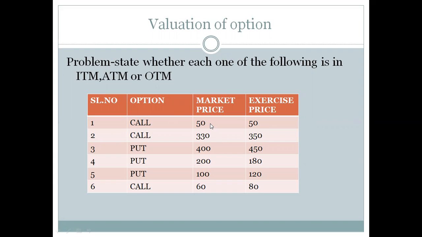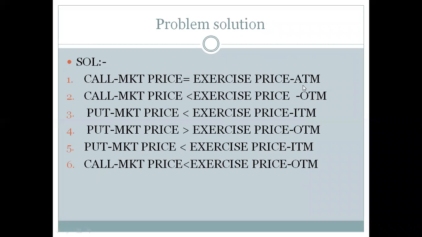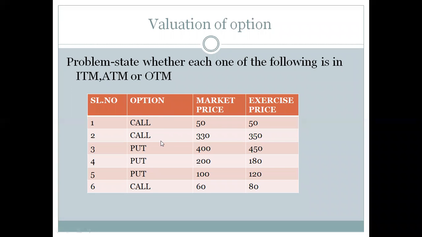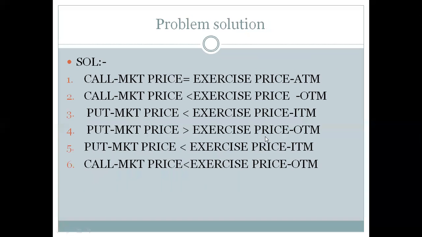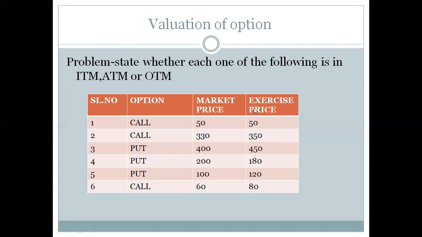First call option, market price is 50, exercise price is 50. Both are the same, so here it will be ATM, because at the money it is not advantageous to exercise the option. It is useless. Both the prices are the same. Now again call option, 330 and 350. Here market price is less than the exercise price, OTM, out of the money. So it is not advantageous to exercise the option.